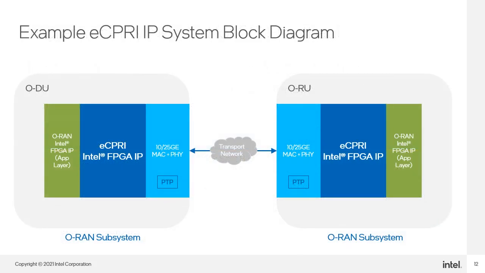This diagram shows the eCPRI Intel FPGA IP and how it can connect to the other interface IP in a system. Here we see the O-RAN subsystem portion of an enhanced or next-generation node system. You have the eCPRI IP interfacing with the Ethernet MAC and PHYs on one side for access to the transport network, and the O-RAN IP on the other side in both the distributed and remote units.